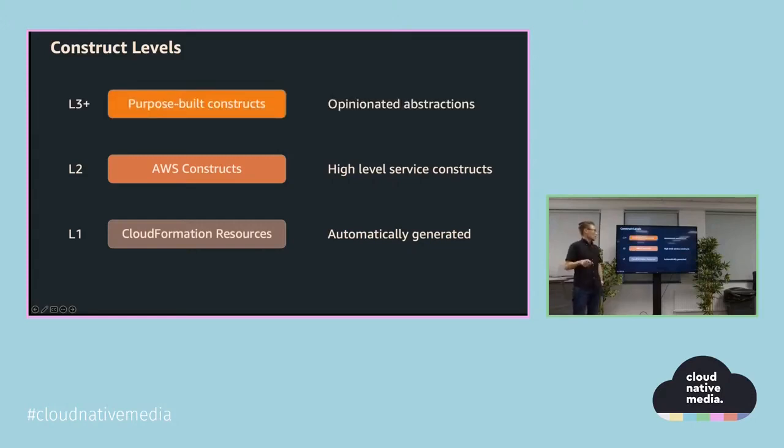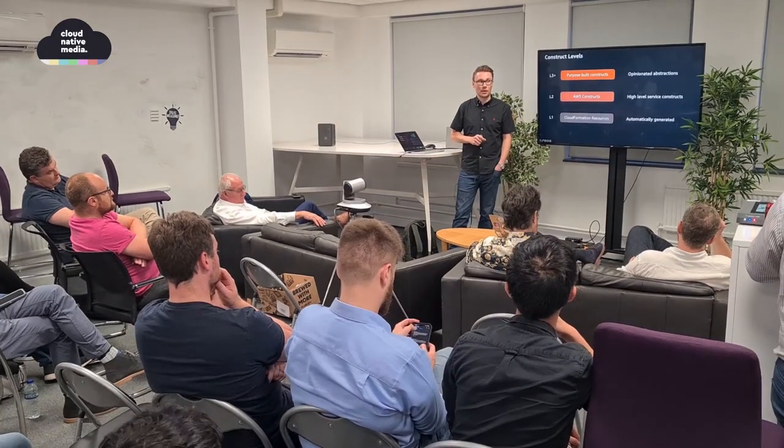And then finally, we've got the layer 3 plus purpose-built constructs, and these are your opinionated abstractions. Now these can be developed in two different ways. You could have your own personal company abstractions, so things that you know you need to do every single time, and you want to build your own abstractions because you want to control it in one place. But equally, these could be community-led, so in the open source community. I think the best example here would be your Fargate load balanced service.